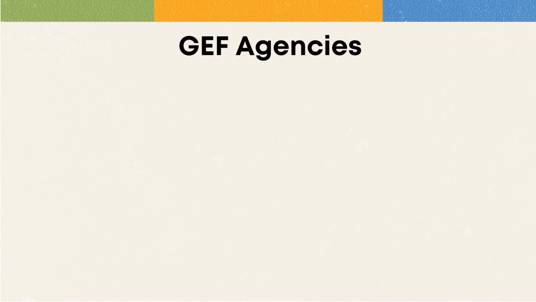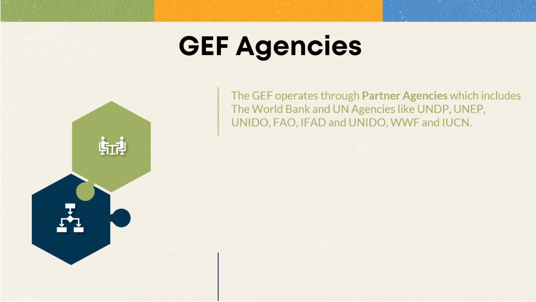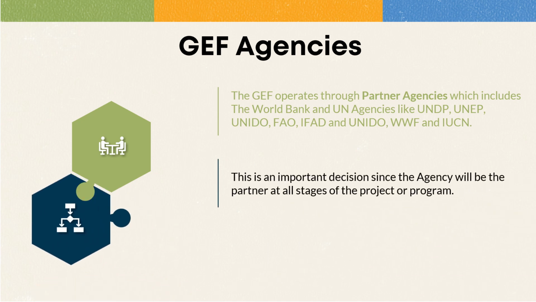GEF agencies are the operational arms of the GEF. They are responsible for developing, implementing, and managing GEF projects. To date, there are 18 GEF agencies, including UN agencies such as UNDP, UNEP, and international financial institutions such as the World Bank and Asian Development Bank. Each agency brings expertise, experience, and regional knowledge to the table. They work closely with country stakeholders to ensure that projects are aligned with national environmental and development priorities.